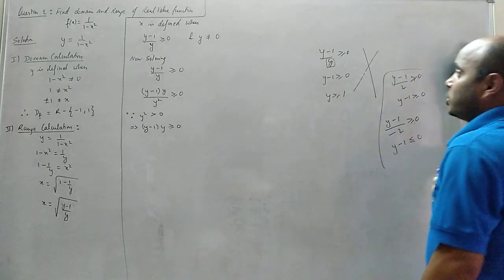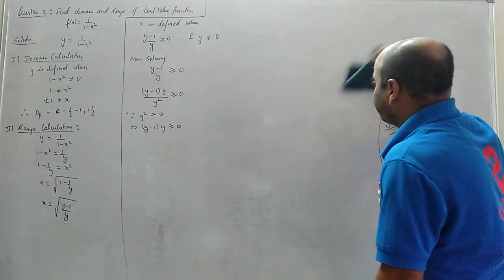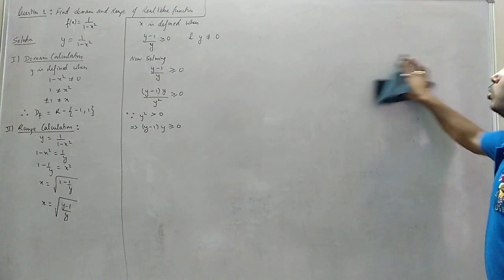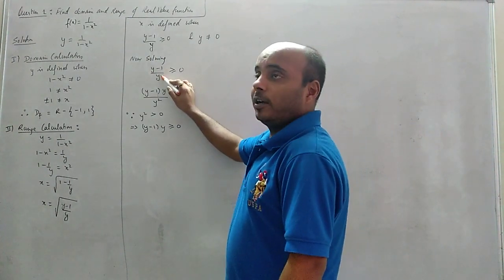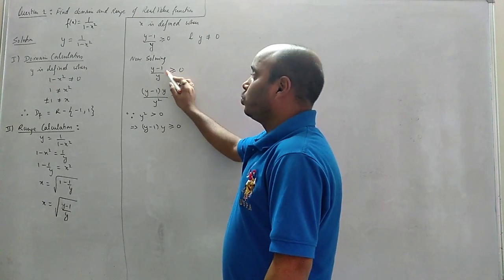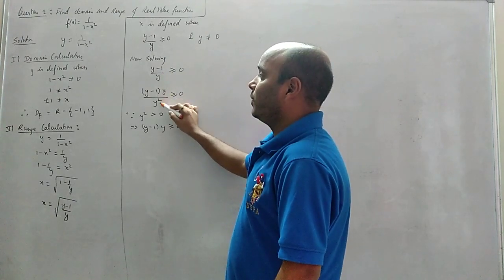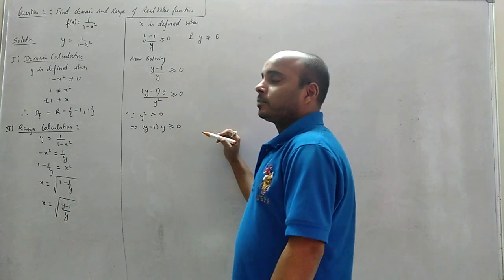So if we cannot shift, then what you have to do? You have to make the denominator whole square. क्या करना पड़ेगा? Denominator को whole square बनाना पड़ेगा. How to make? Into y divide by y. So into y divide by y. Denominator whole square बन गया.